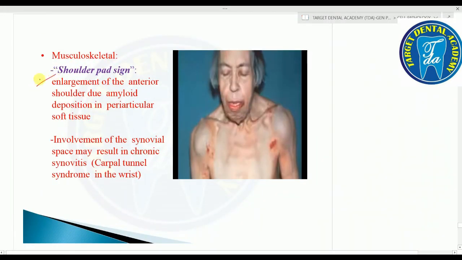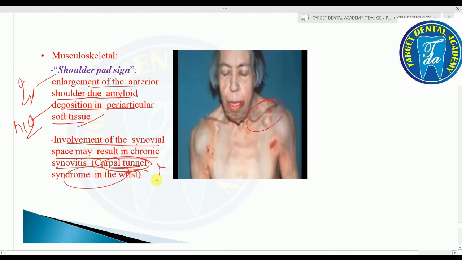Very important. In the musculoskeletal system, you can see the shoulder pad sign. In this, there is enlargement of the anterior shoulder due to amyloid deposition in the periarticular soft tissue. MCQ. Involvement of the synovial space may result in chronic synovitis, which is the carpal tunnel syndrome in the wrist.